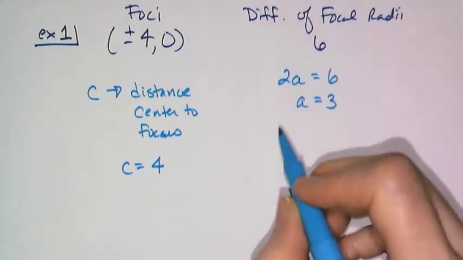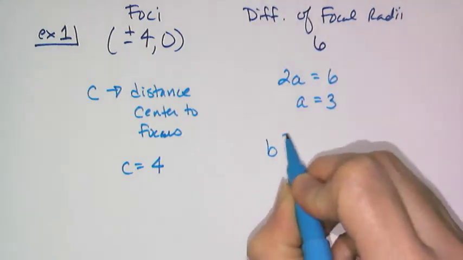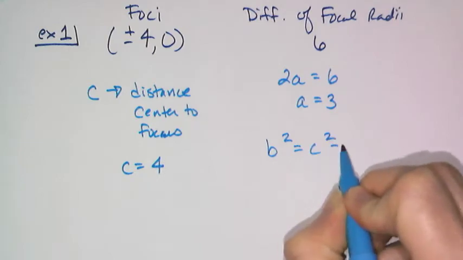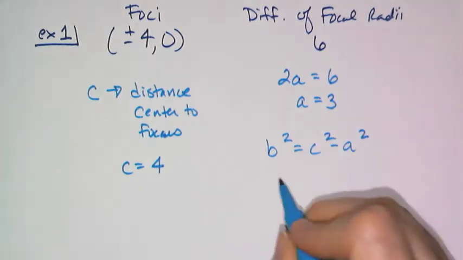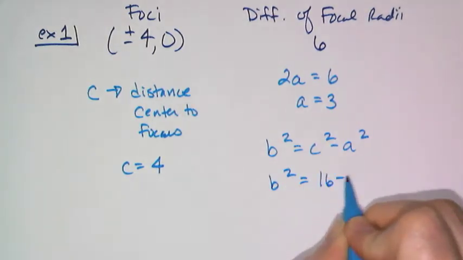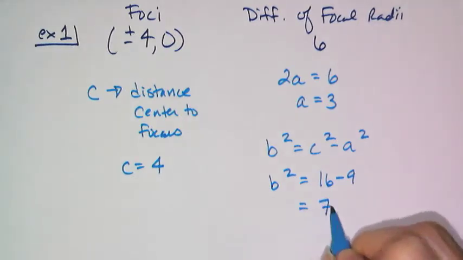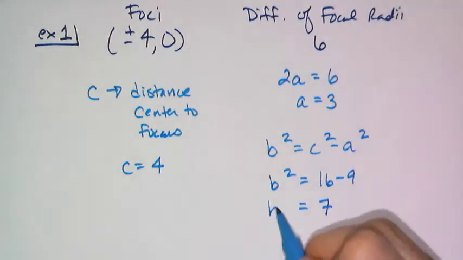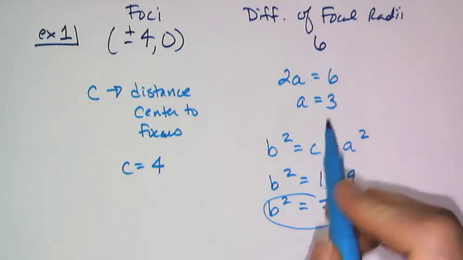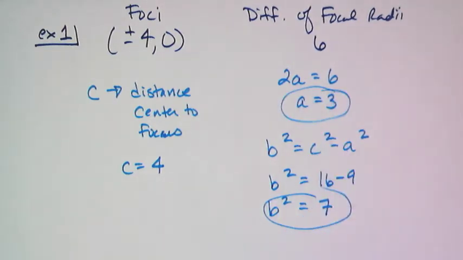And now I need to know that fundamental relationship, which is b squared equals c squared minus a squared. And so then I get b squared equals 16 minus 9, or b squared equals 7. So I have b squared, I have a, which are the two numbers that I need for my hyperbola. And so now all that's left for me to do is figure out if this hyperbola is an x squared minus y squared or a y squared minus x squared hyperbola.